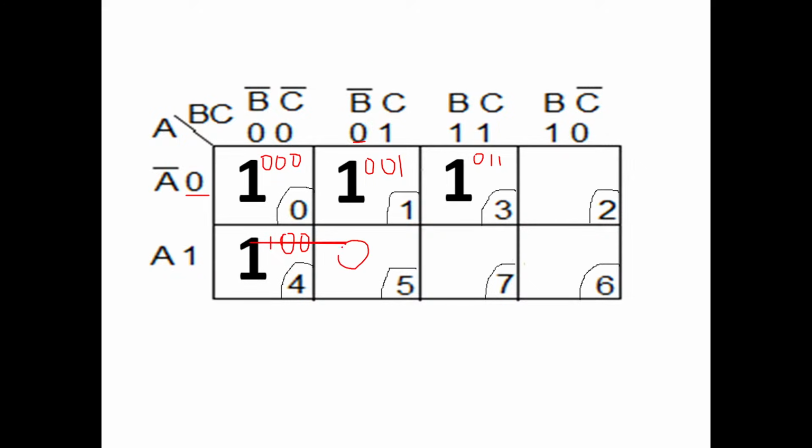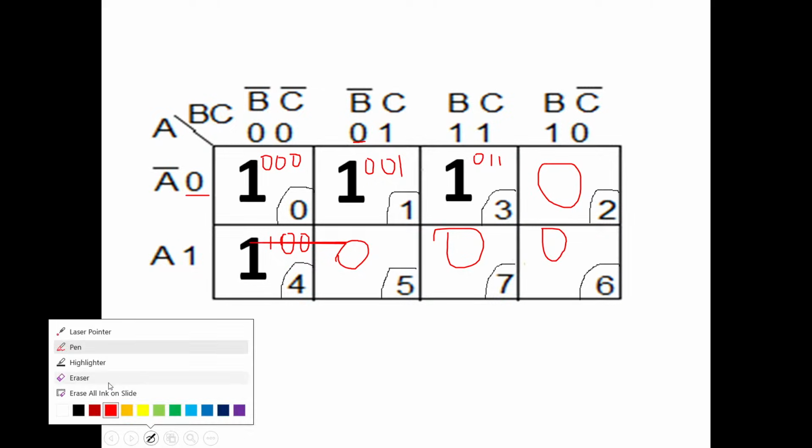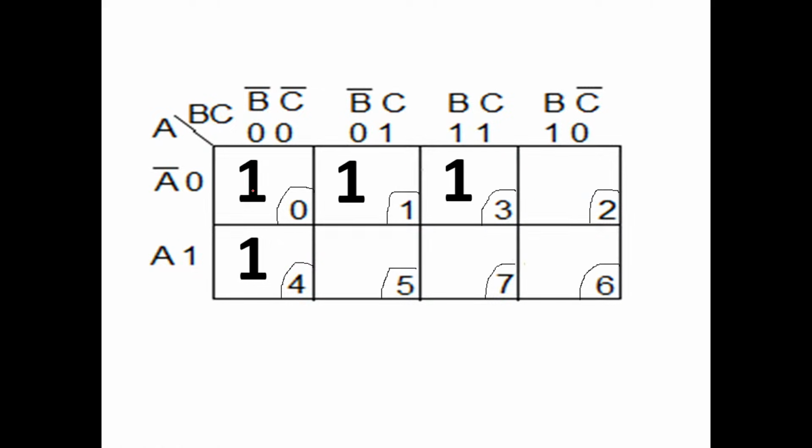In the remaining boxes, you can write zeros. I didn't write them, but if you want, you can. Now, I'm sorry. In these 4 boxes, write ones, not zeros. So these are the ones.